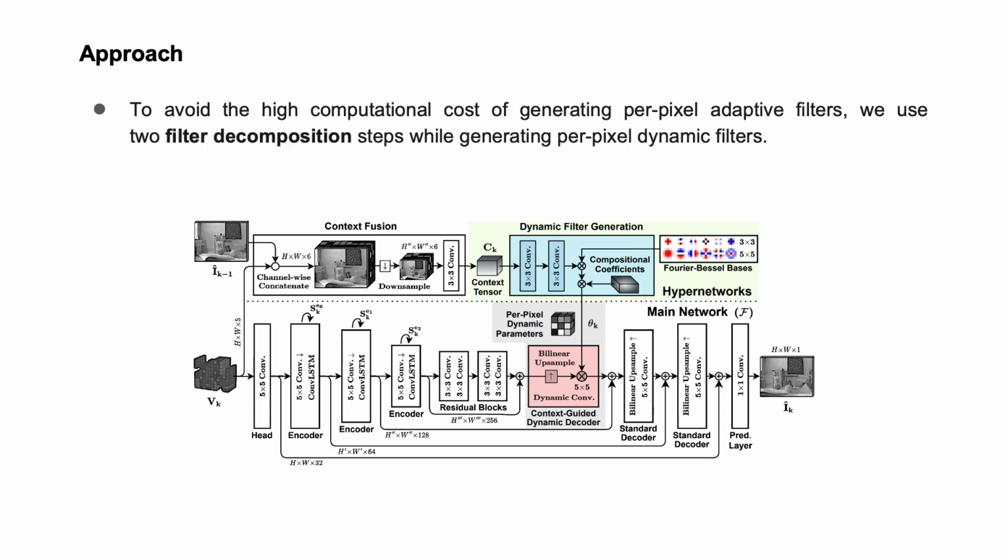To avoid the high computational cost of generating per-pixel adaptive filters, we use two filter decomposition steps while generating per-pixel dynamic filters. First, we decompose filters into per-pixel filter atoms generated dynamically. Second, we further decompose each filter atom into prefixed multi-scale Fourier-Bessel bases.